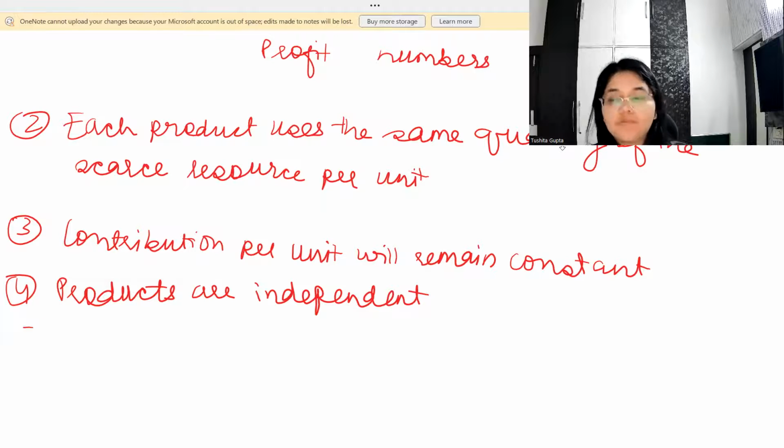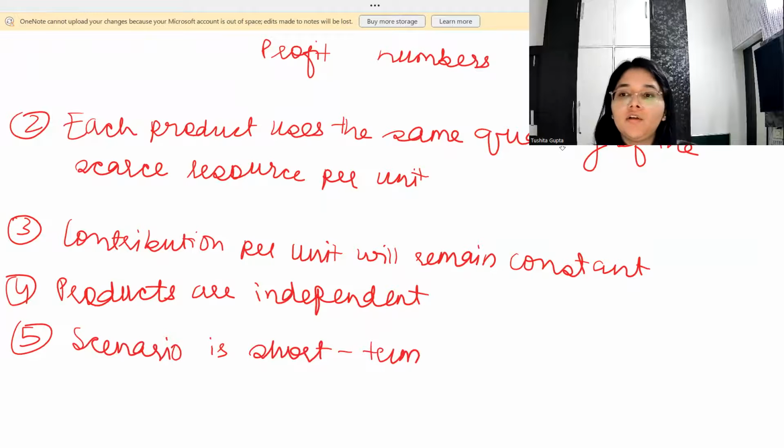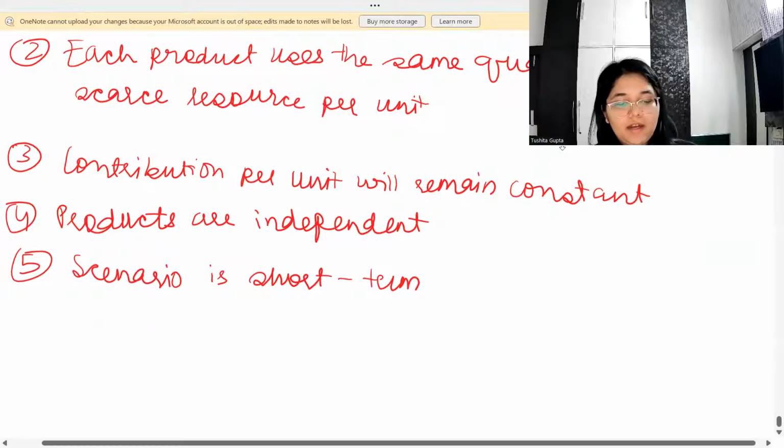And then the last assumption that we have is that the scenario is short term. That means we are only looking at the short term. We are not having a long term focus with this. This model is only so that you can find out for yourself an optimal production plan in the short run. This is not very good when it comes to planning for longer term solutions. So this is it about the key factor analysis.